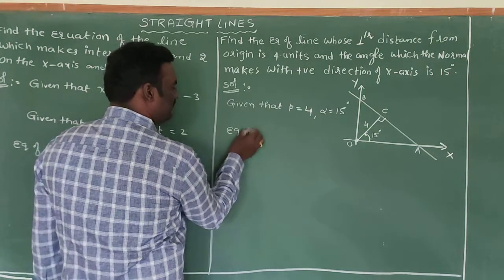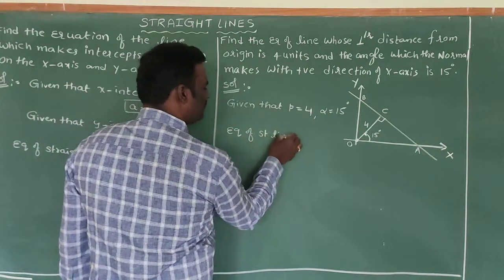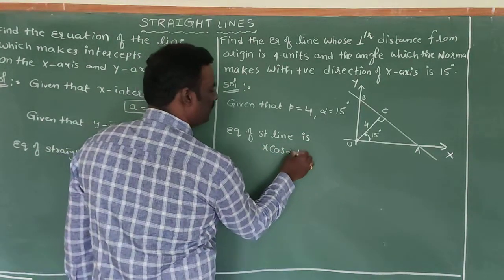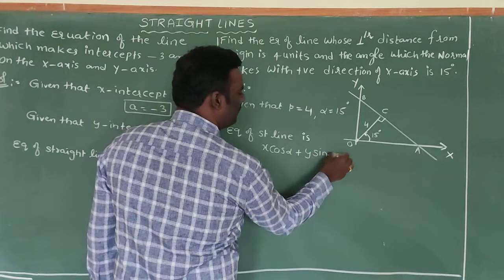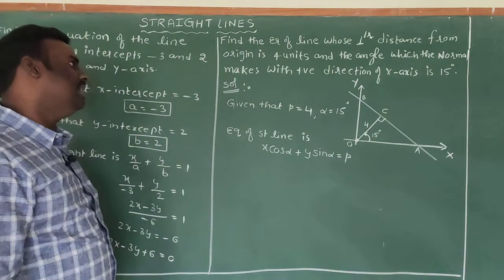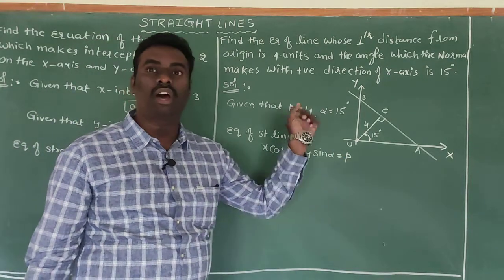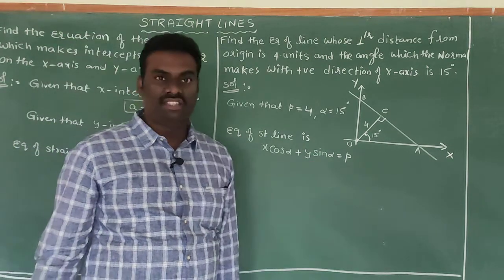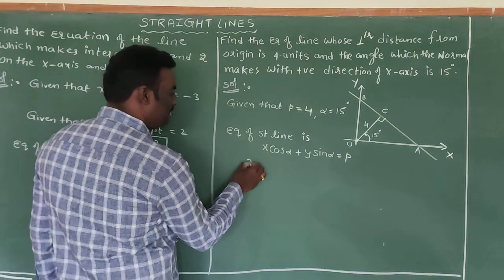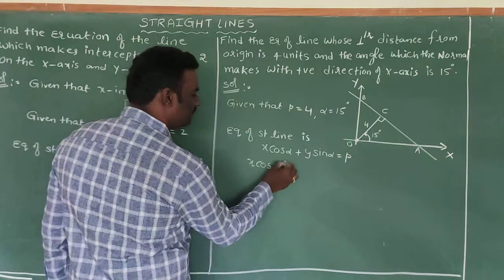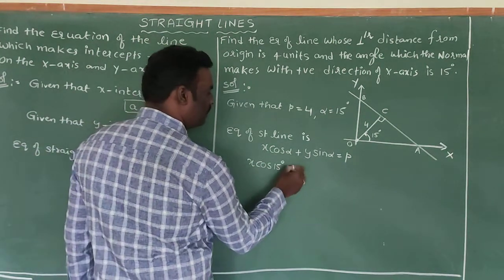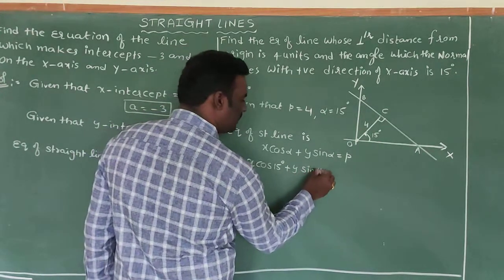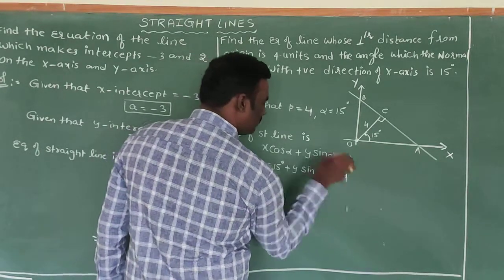Therefore, the equation of straight line is x cos alpha plus y sin alpha is equal to P. This is the formula for the equation of a straight line in which form? Normal form. P value we already know is 4. Alpha value is 15. Substitute, then x cos 15 degrees plus y sin 15 degrees is equal to 4.